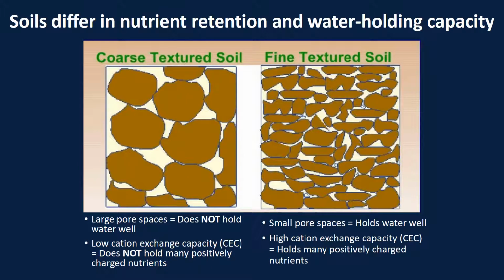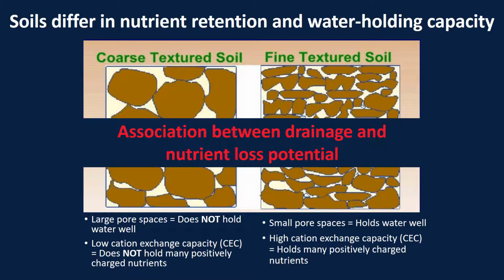If we compare this to our fine textured soils, as we said, small pore spaces hold water well. They have more surface area, more negative charges. It's able to hold on to those positive nutrients rather well. And so really what we see here is an association between drainage and nutrient loss potential. When we have quick drainage through that soil, with large pore spaces, we're not holding on to nutrients as well as if we had smaller pore spaces.